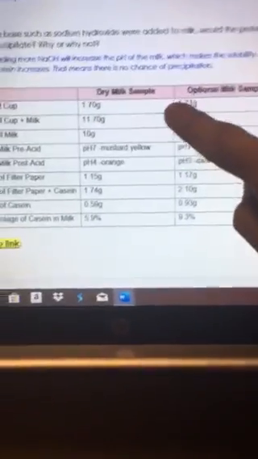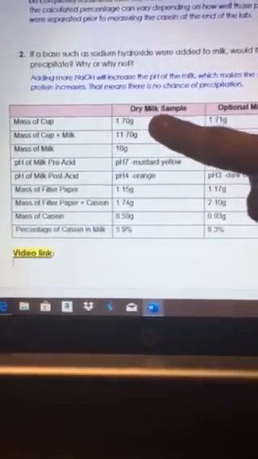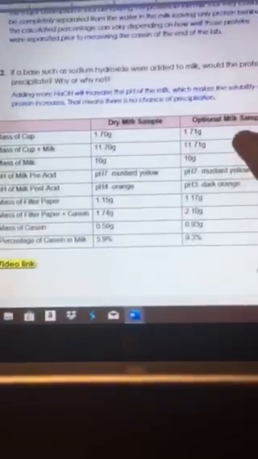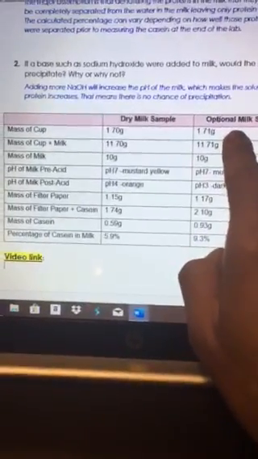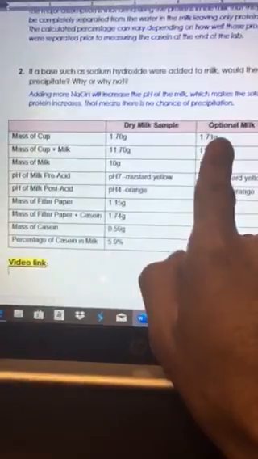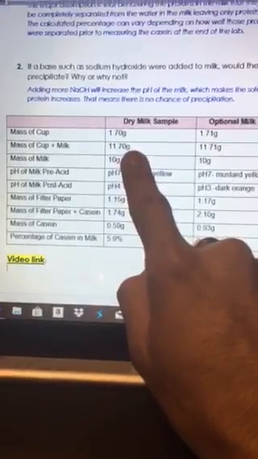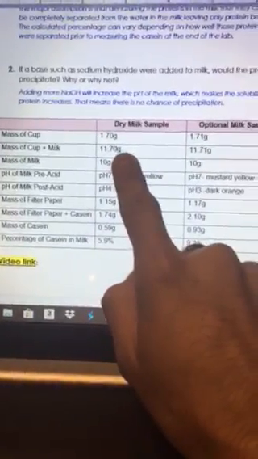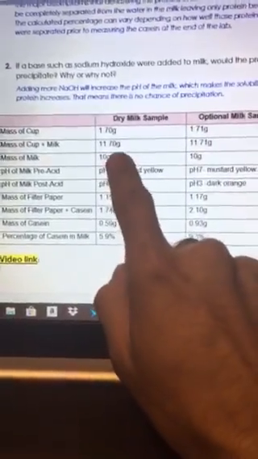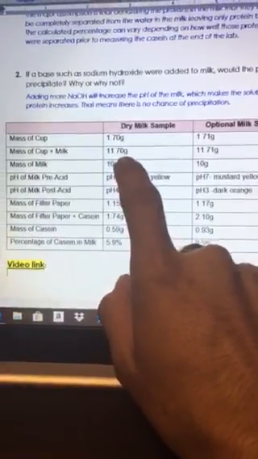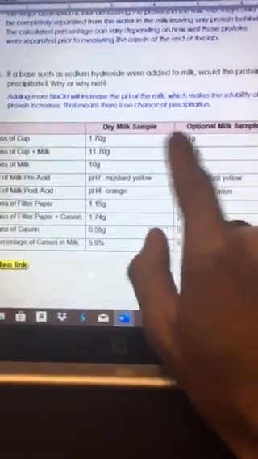So for the dry milk sample that was provided in our lab kit, here is my mass of the cup, which was pretty similar, they were identical, but it was just 0.1 gram off since I used two different cups. And then the mass of the cup plus the milk. I tried to get it as close as possible just to compare and see how big of a difference I would get from doing this 2 times. So it was 11.70 grams versus 11.71 grams for the second round with the optional milk sample.